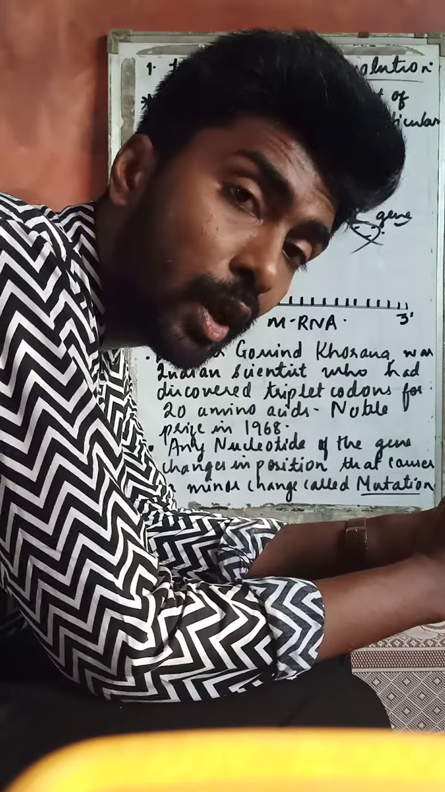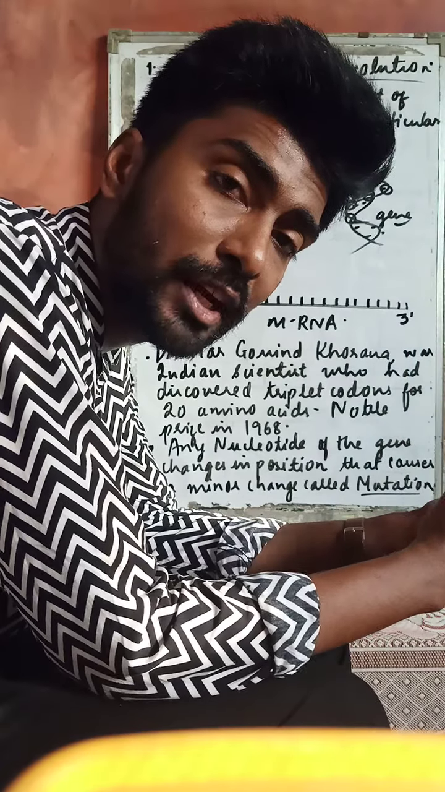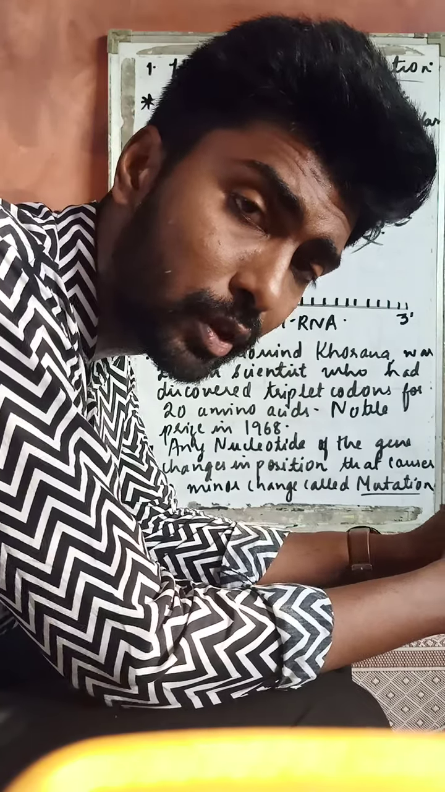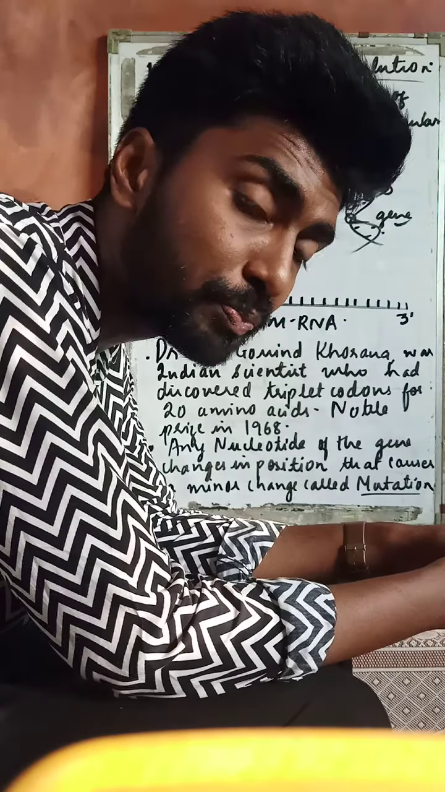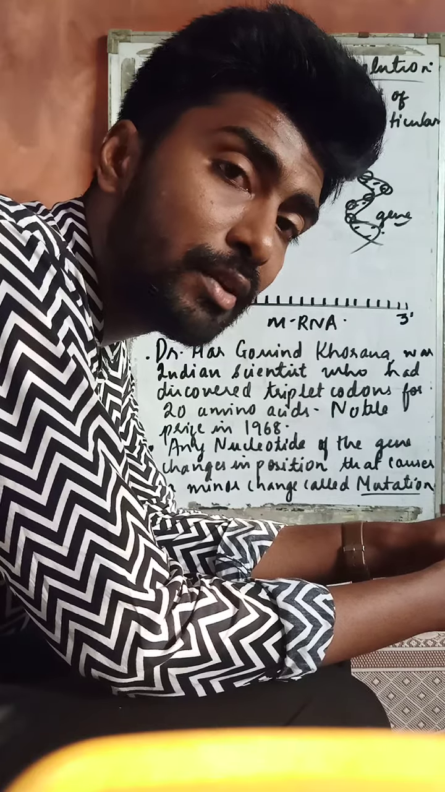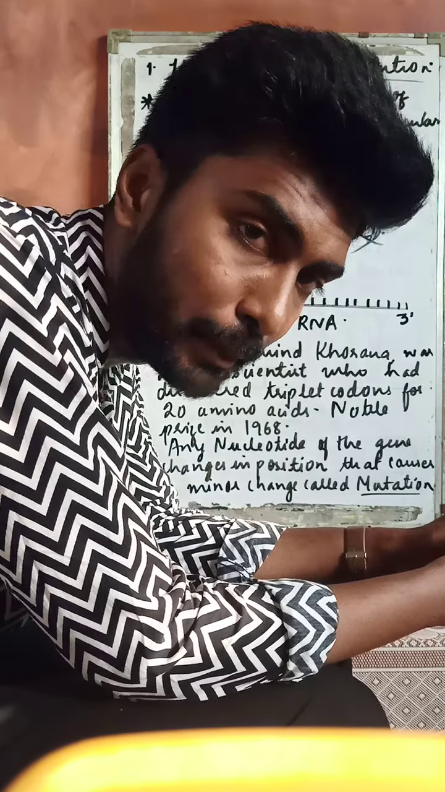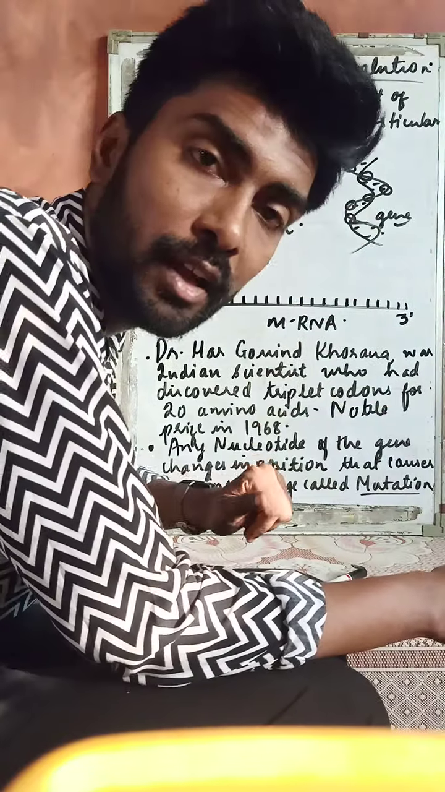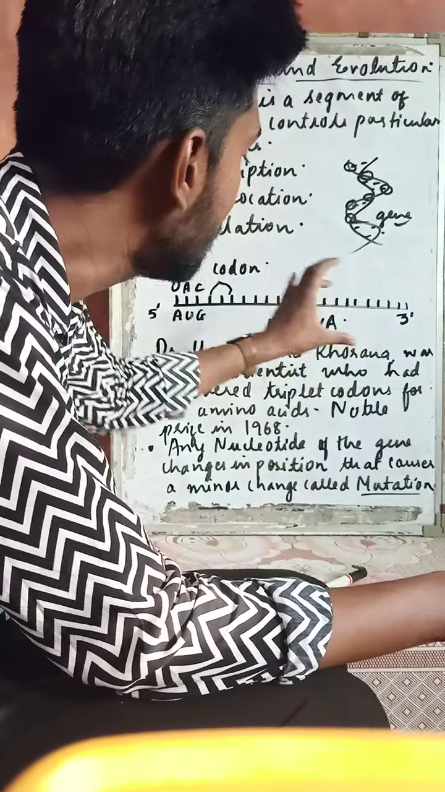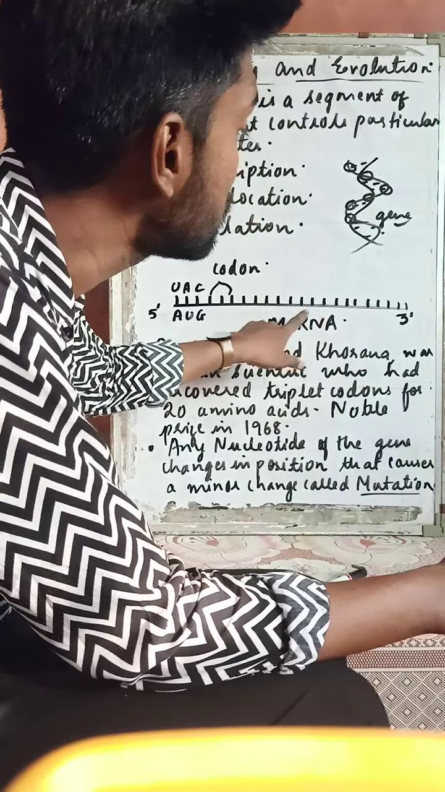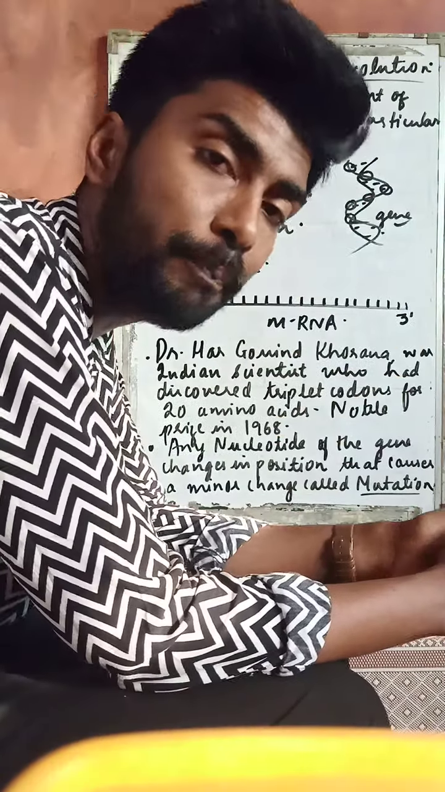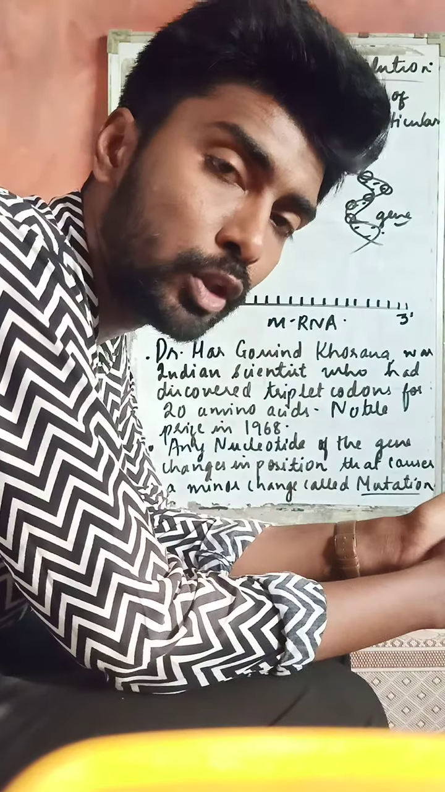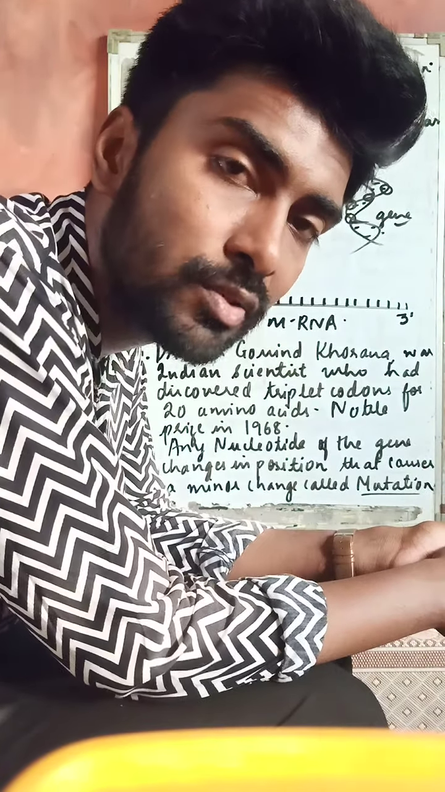The process where the messenger RNA copies the genetic information from the DNA and passes it to the ribosome for protein synthesis is called transcription. Transcription comes from the word transcribe, and transcribe means copying, right? So this is the DNA which has the genetic information, and this is your messenger RNA. Messenger RNA will copy the genetic information from DNA and pass it to the ribosome for protein synthesis, that is called transcription.